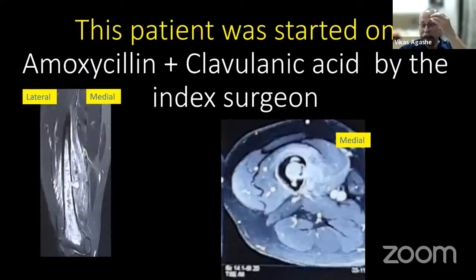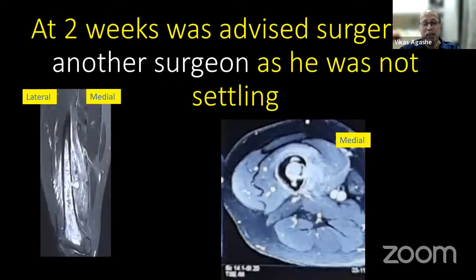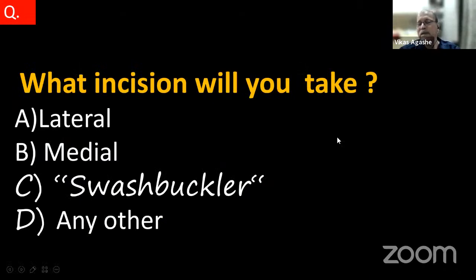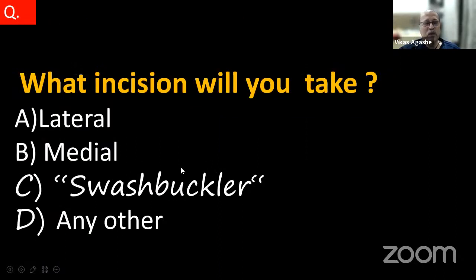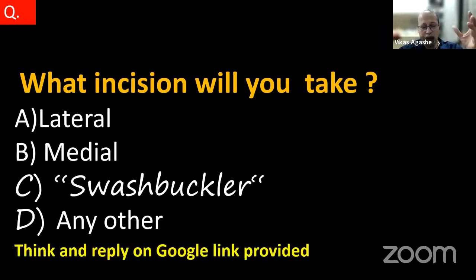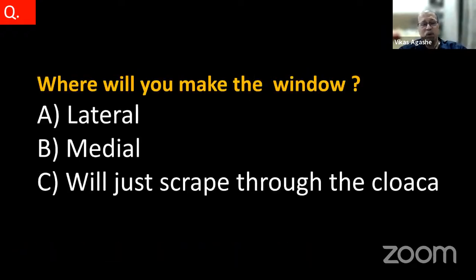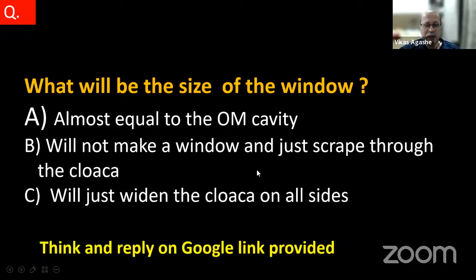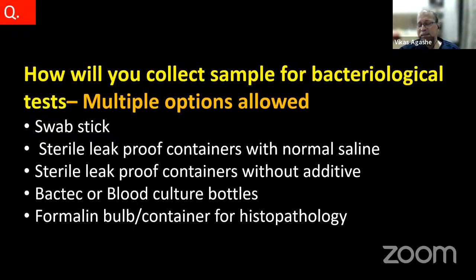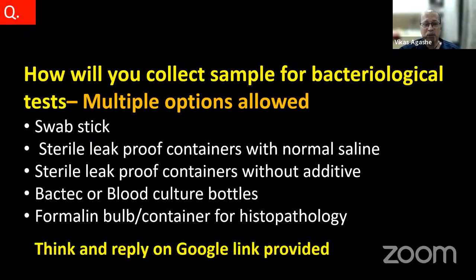So this patient was started on antibiotics, but he did not settle, and therefore he went to another surgeon who decided for surgery. Now is a question. I go back, that's the posterior medial cortex that is perforated. Would you like to do a lateral approach or a medial approach, swashbuckler approach, or any other? Where will you make a window? Lateral, medial, or scrape through cloaca? And what would be the size of window? That we have already discussed. How will you collect the sample? Again, that is what we have to decide.